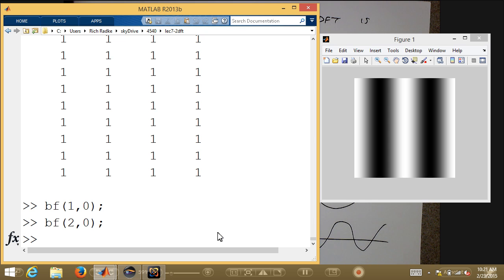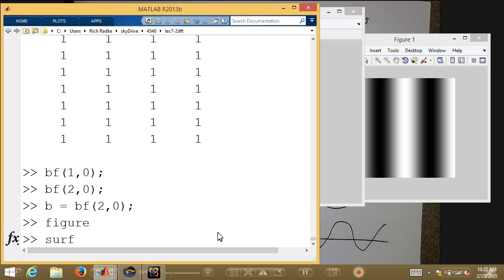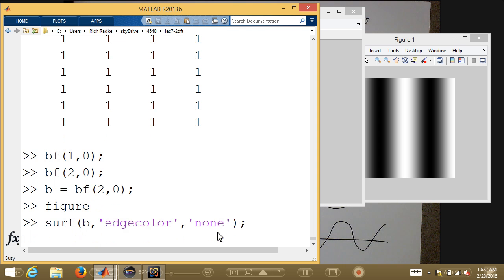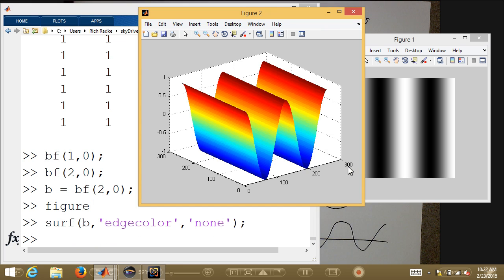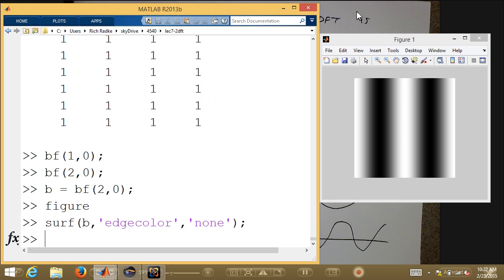If I were to make a surface of this, you would see, actually I don't see why I couldn't do that. So let's take this guy here, and if I were to just say surf of B, and turn off the edges, right? So this is what the image would look like if I were to perceive it as a surface, right?